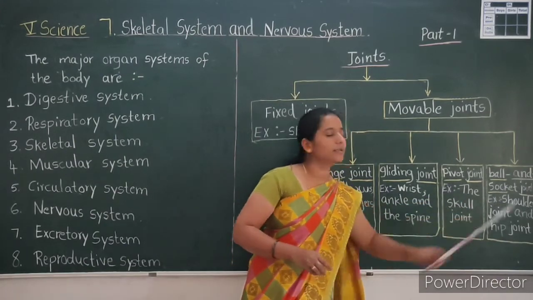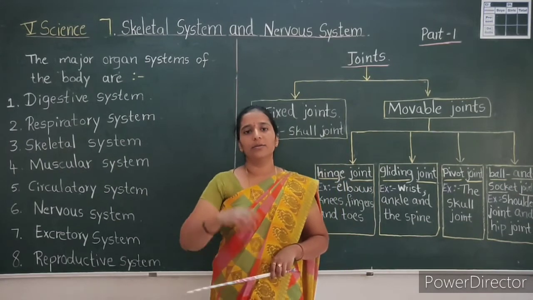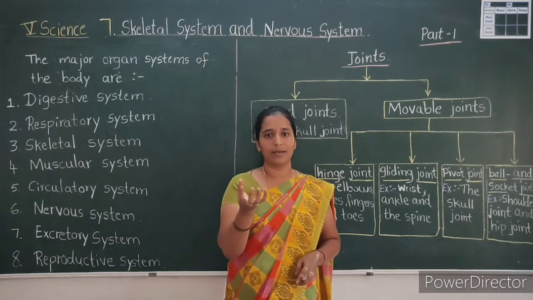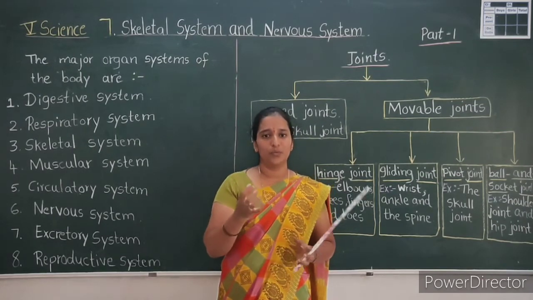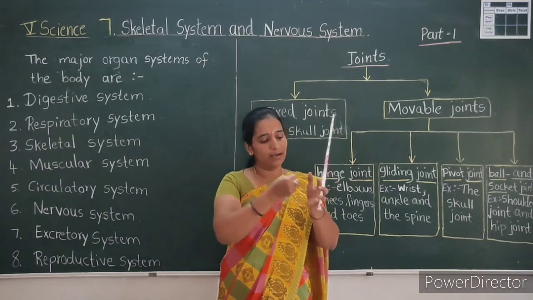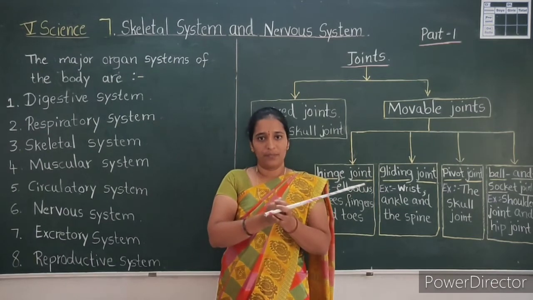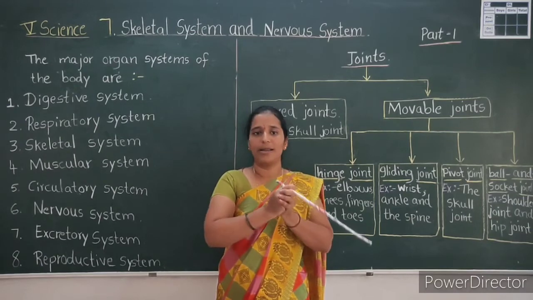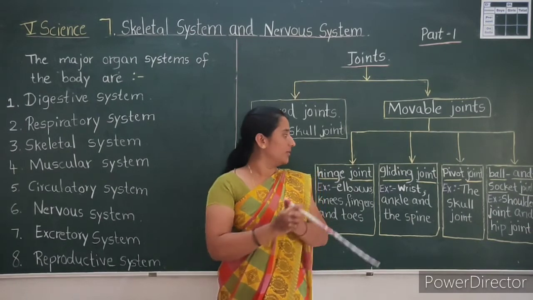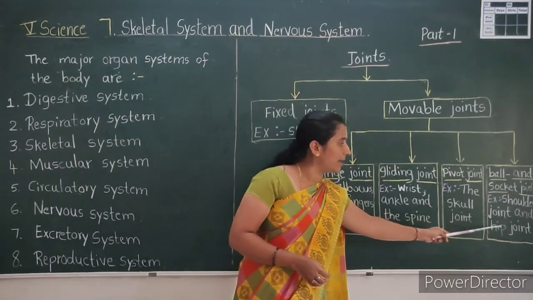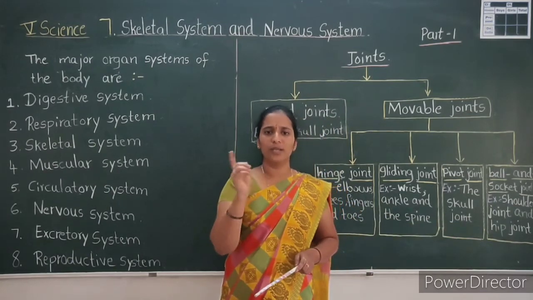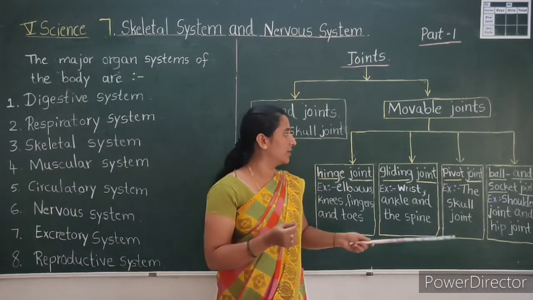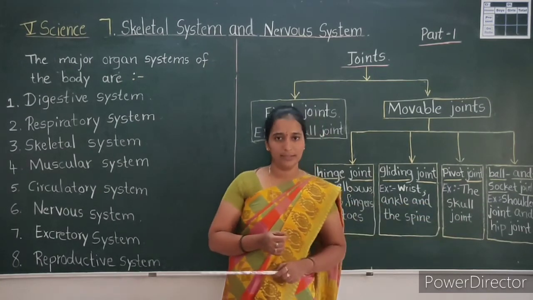Ball and socket joint. One bone is like a ball and the other is like a cup or socket. The ball is tightly fixed in the cup. That's why it is called a ball and socket joint. For example, the shoulder joint and hip joint. They move in all directions.